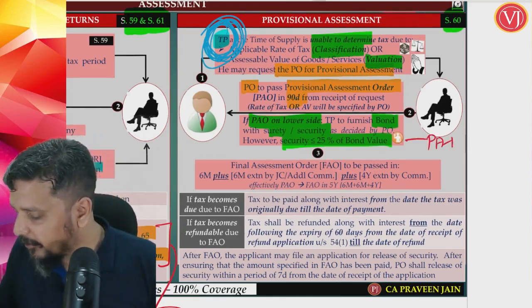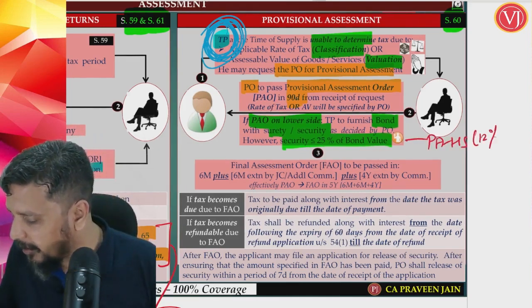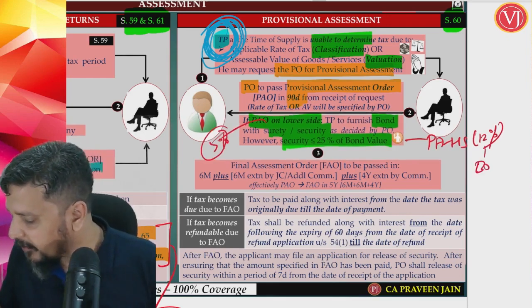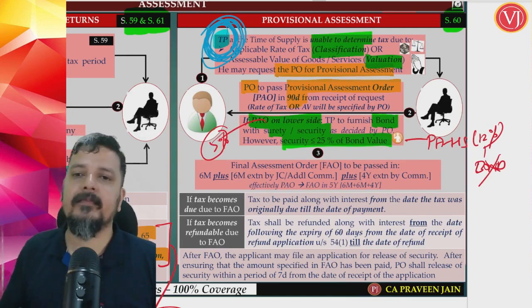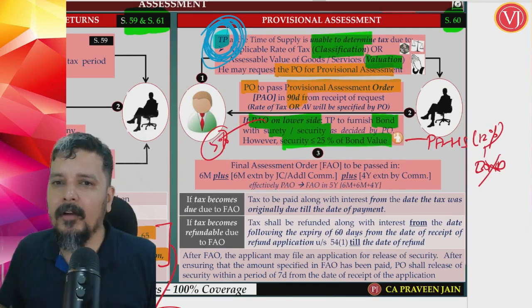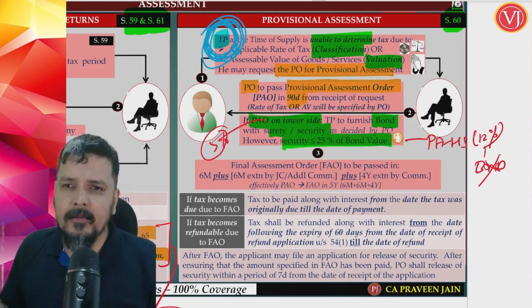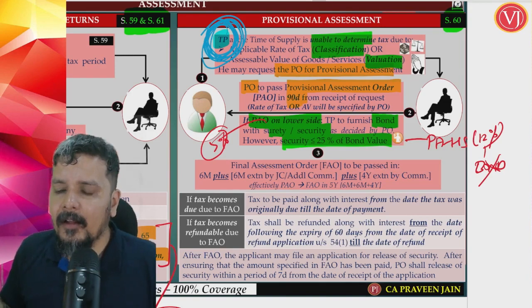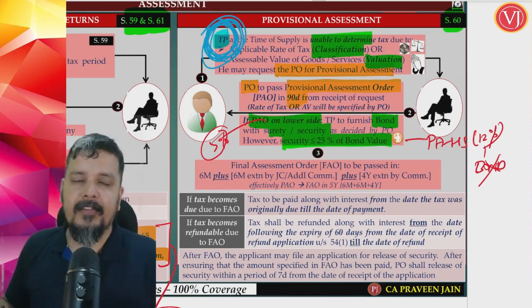Whether this issue will come when provisional assessment is on higher side. If provisional assessment is on higher side, say in our example, say 12%, lower side, say 5%, there is no question of any bond. Obviously, there is no question of any bond. Why? He has paid the higher value. There is no risk to the government. There is no need of bond. Provisional assessment will be done.